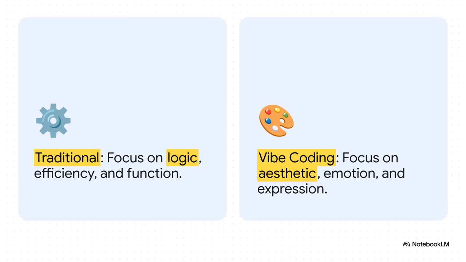And this slide just illustrates that divide perfectly. On one side, you've got traditional coding. It's all about logic, efficiency, getting the job done. But on the other, you have vibe coding, which is driven by aesthetics and emotion. The key thing here is that they're both totally valid. They just serve fundamentally different purposes. One is to build a utility, the other is to create an experience.